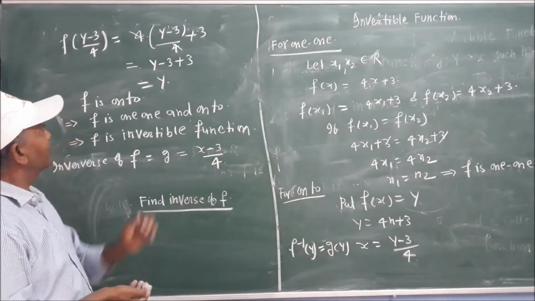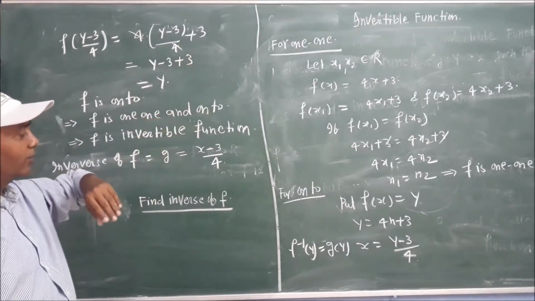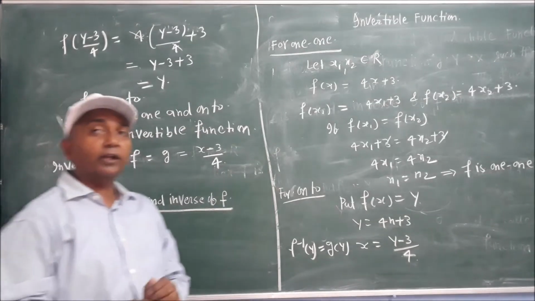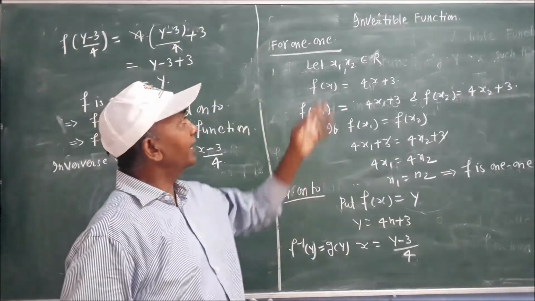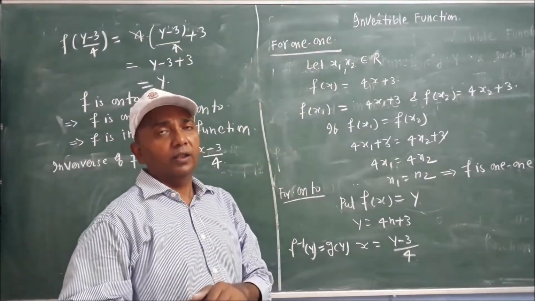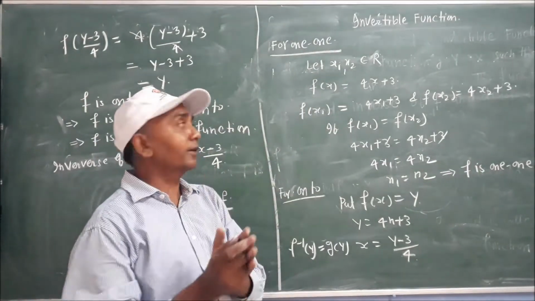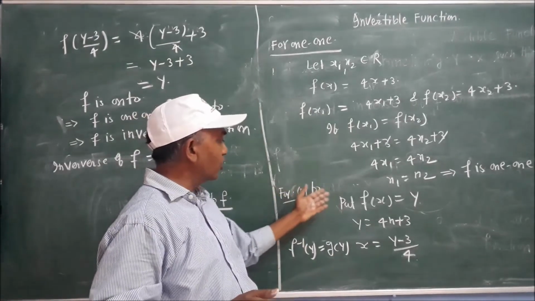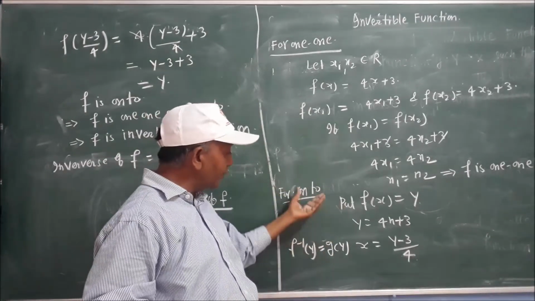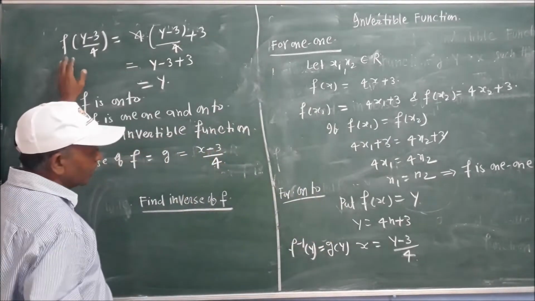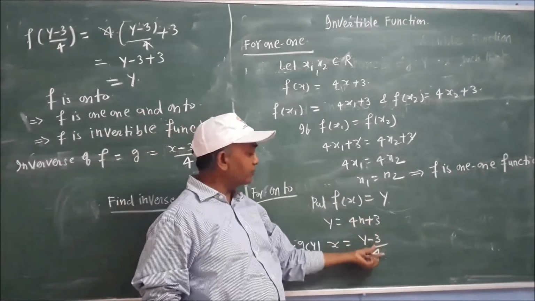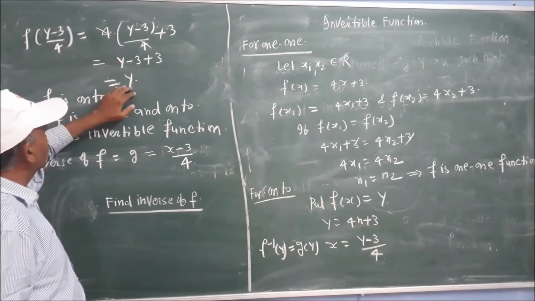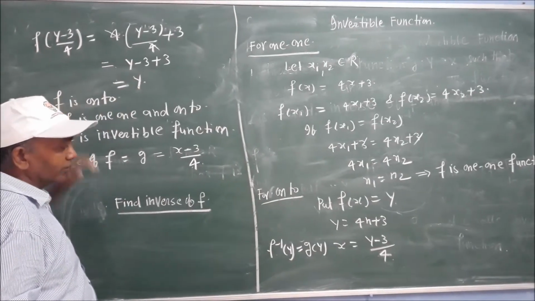Here we have shown that this function is an invertible function because it is one-one and onto. So dear student, if you want to prove that a given function is invertible, your first step is to show that it is a one-one function, and after that you have to show that it is an onto function. For onto, calculate the value of x in terms of y and find the value of f of this function. It will equal y. That means this is an onto function.